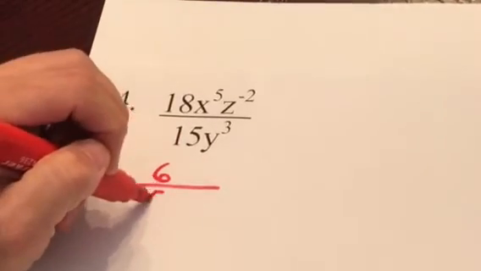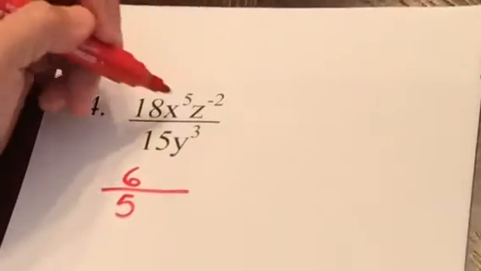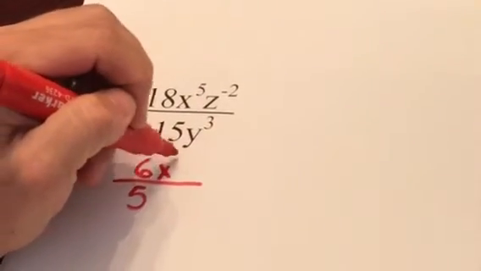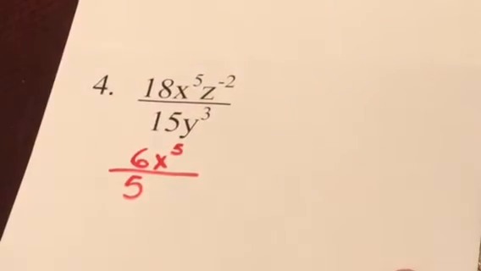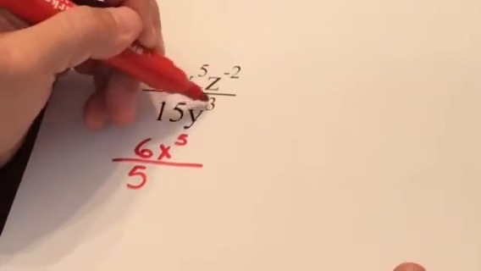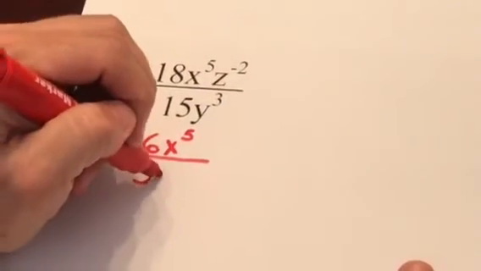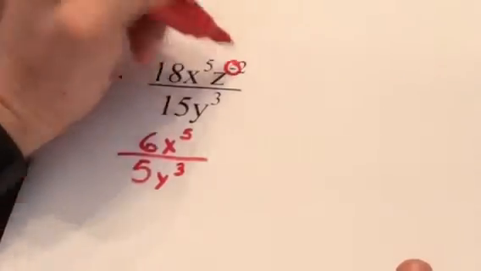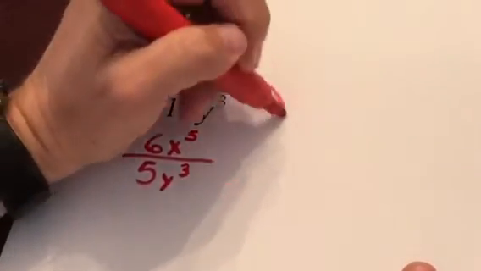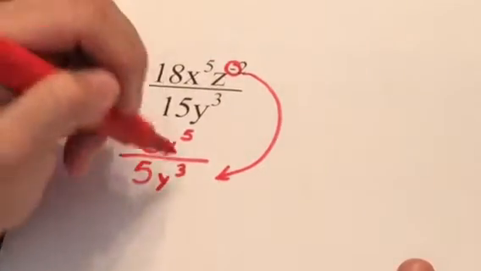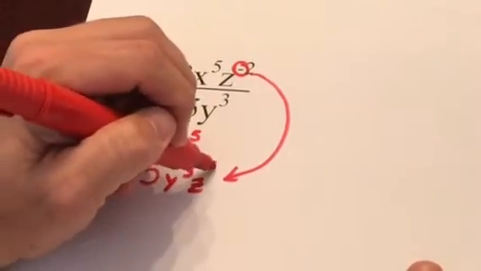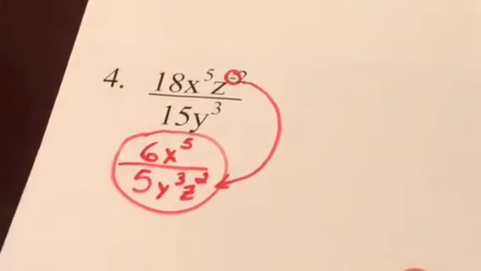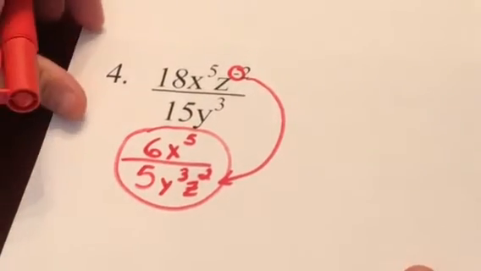6 over 5. The x to the positive 5 with a positive exponent, it stays on top. Y to the positive 3 with the positive exponent, it stays on the bottom. Z to the negative second power, the negative exponent will move the z variable to the bottom and turn positive. And our final answer for number 4.